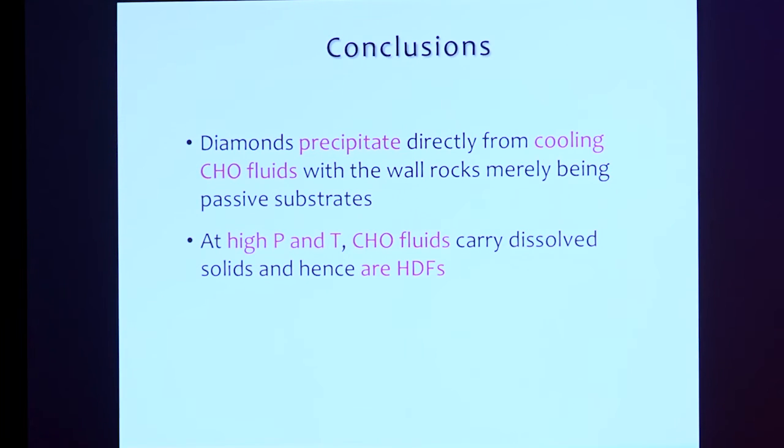So what I would like you to take along from that talk is this: redox buffering by mantle rocks is likely not possible. They simply aren't strong enough from their buffering capacities. So diamonds precipitate by cooling of CHO fluids. It's an efficient process. It creates the right amount of diamond. And at high pressure and temperature, these CHO fluids actually are high density fluids. So Oded Navon's work and our work can easily be reconciled. Thank you very much.